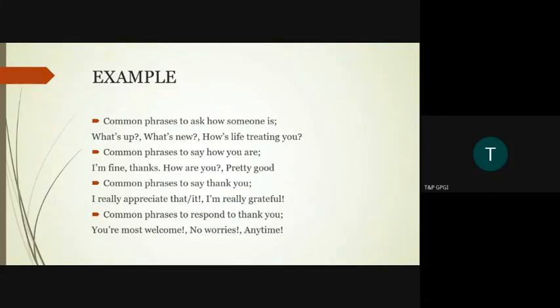Starting with the very first example, common phrases to ask how someone is. How can you ask? We have so many options for it. Firstly, we have what's up, if you want to use it. It is quite informal, and you are likely to receive an informal response as well. If you're saying what's up, then you are using it in an informal situation, not a formal situation. So number two is what's new.